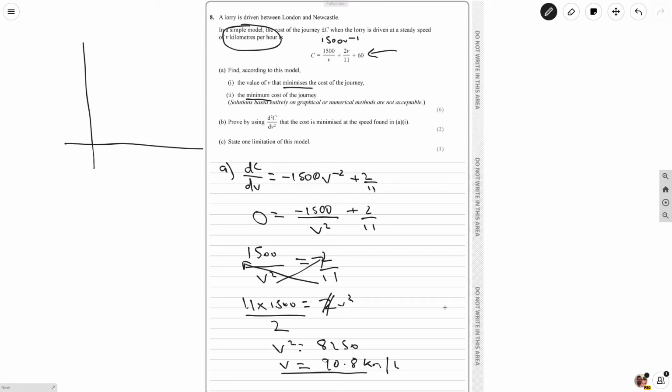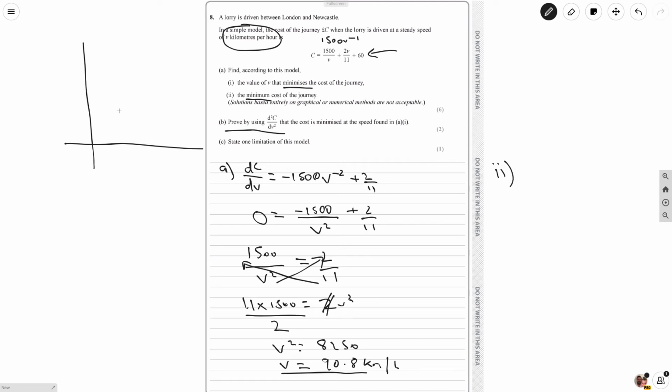So what we've done there, and it's really important when you're thinking through the next parts of the question and your methods, is all I've done is differentiate something and make it equal to 0. This could be a maximum or a minimum. Quite often they're going to ask us to prove whether that is a maximum or a minimum, and that's going to come up in part B. But before that we've got part 2 of part A, if that makes sense. It says the minimum cost of the journey.